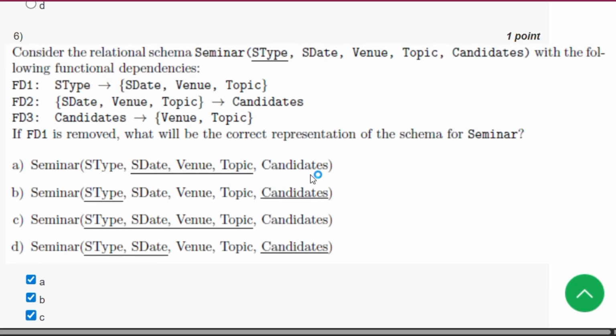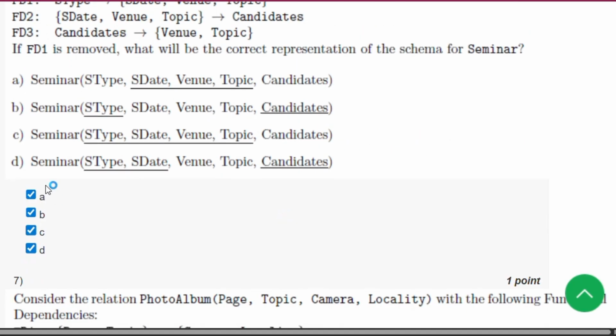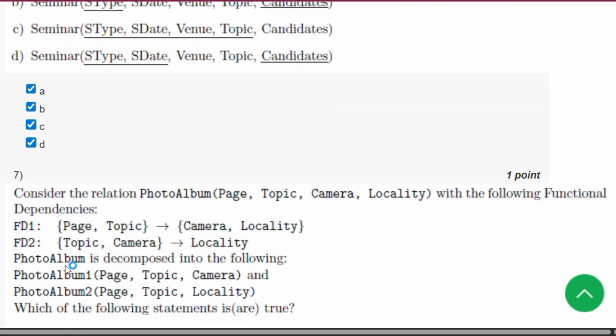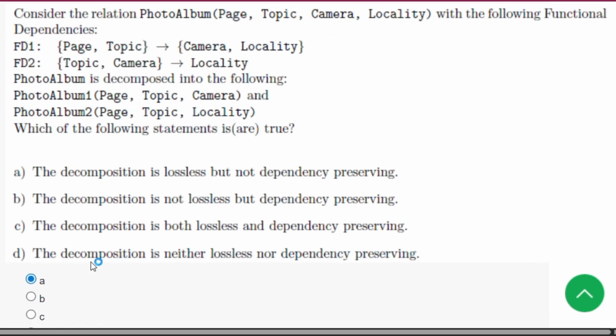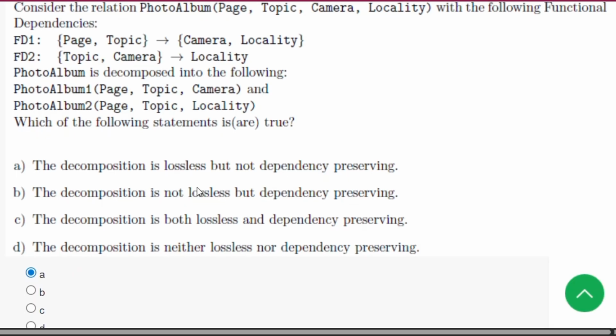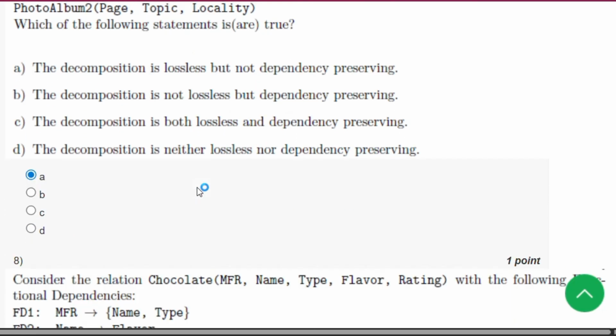Now question number 6, consider the relational schema seminar. Then this is the question. Now what will be the correct representation of the schema for the seminar? So all 4 are the correct answer. Now question number 7, the answer will be option A, that is the decomposition is lossless but not dependency preserving.